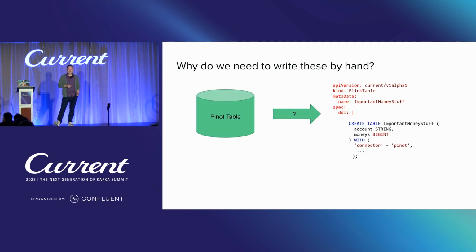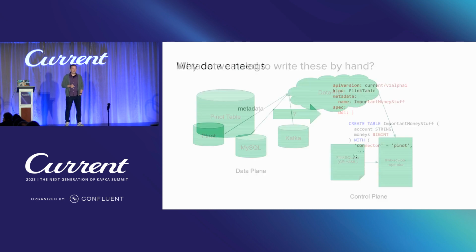Can we do better? In particular, if you have something like Pinot or MySQL, obviously those systems know what schemas their tables have. They know where their tables are, right? So why is a human writing all this configuration? We should theoretically be able to take a Pinot table and spit out DDL. So that's sort of what we want to do next.